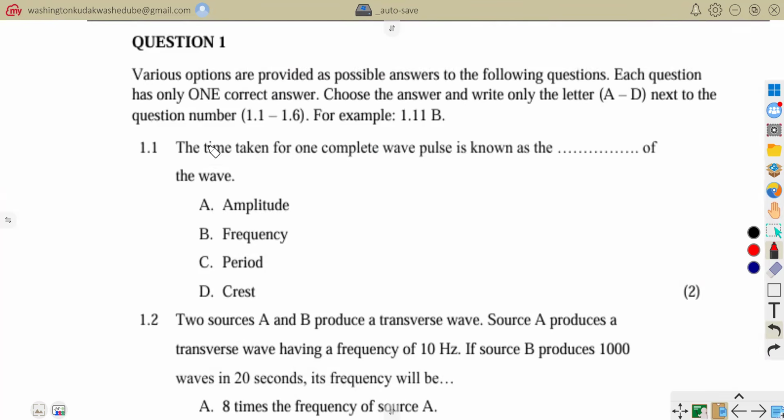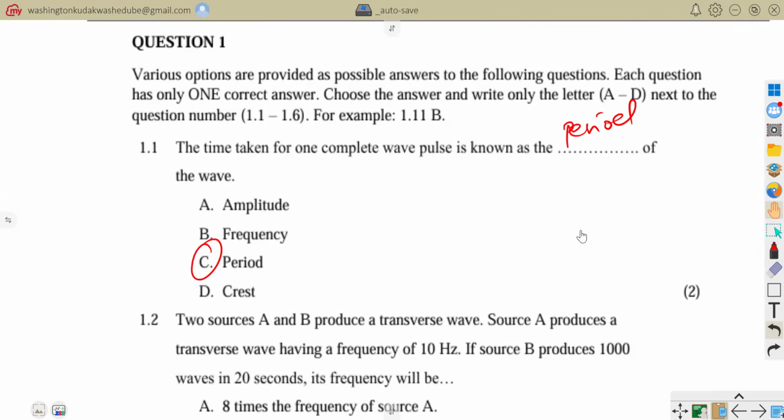Now, question number 1.1 was saying the time taken for one complete wave is known as what? What is the time taken for one complete wave pulse? This is the period of the wave pulse. So this defines the period of the wave, where we know that period is the time taken for one complete wave. So our answer there was supposed to be C.